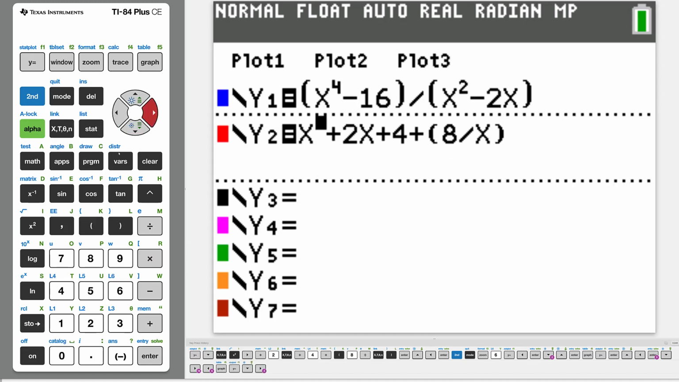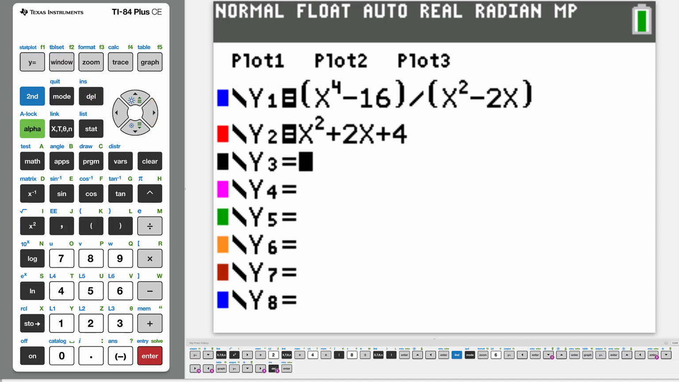Try that again. Don't judge too harshly. You'll be middle-aged too one of these days. Okay, there we go. Let's graph it now.